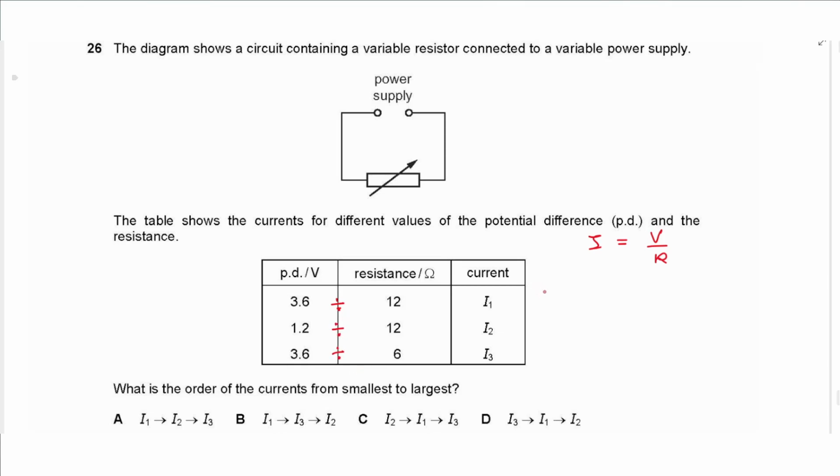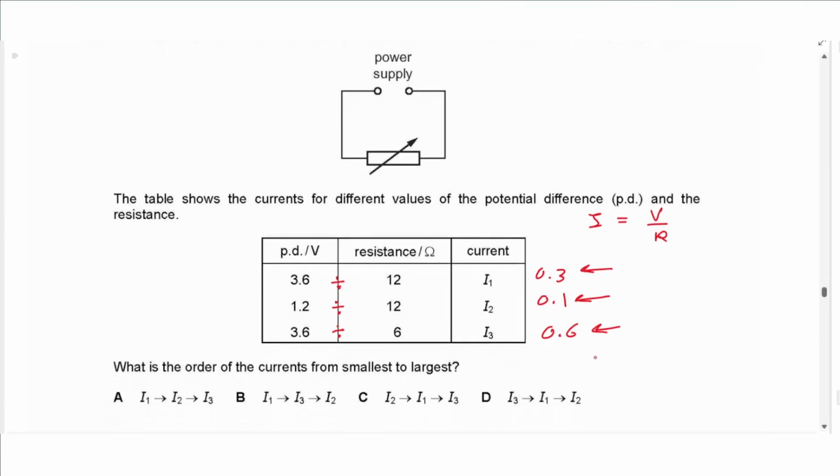Then we get the currents: 3.6 divided by 12 gives 0.3. 1.2 divided by 12 gives 0.1. 3.6 divided by 6 gives 0.6. So the smallest one is I2, then I1, then I3. So the answer would be C.